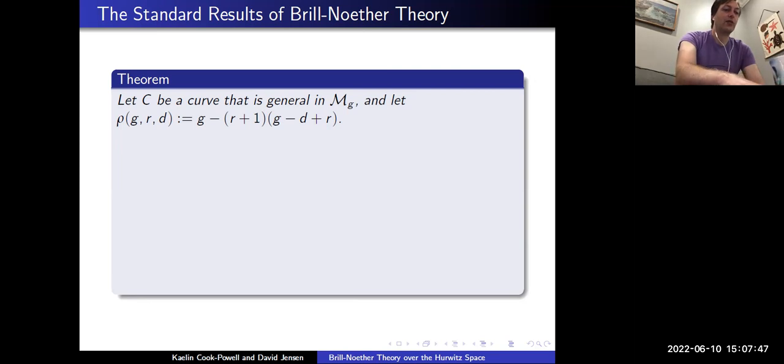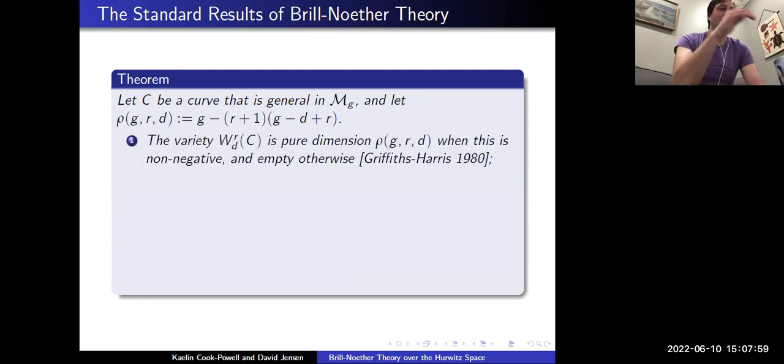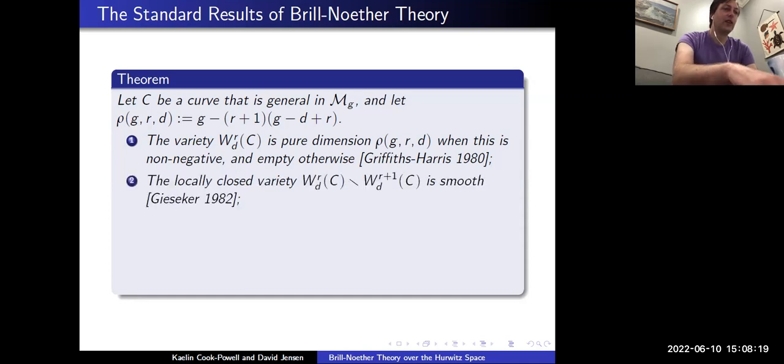Okay, and so this series of results from the late 70s and early 80s tells us about the geometry of WRD when the curve is sufficiently general. In particular, the dimension of the variety is the expected dimension when the expected dimension is non-negative, and when the expected dimension is negative, the variety is empty. That's the Brill-Noether theorem proven by Griffiths and Harris in 1980.